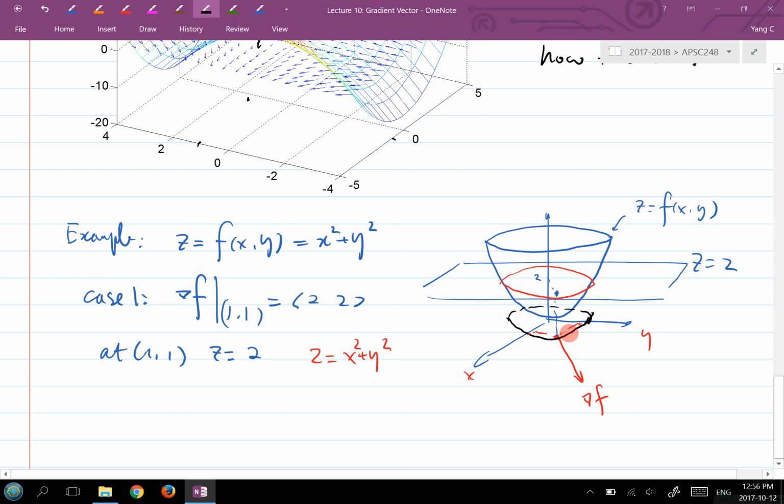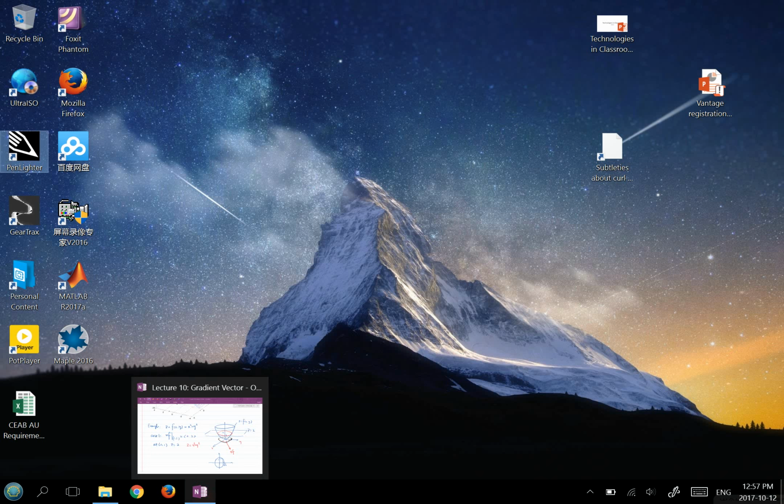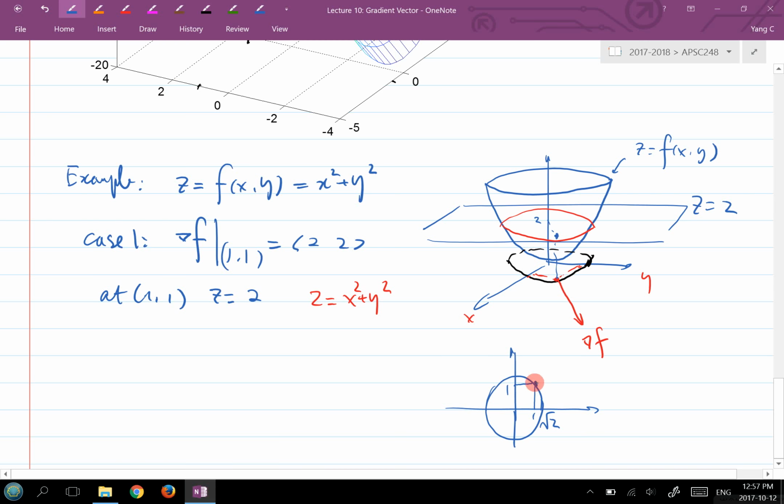Does that make sense? Okay. So now I'll make a point why I'm doing this one here. If you're looking from the top, what you see here is a level curve, and the curve has a radius of root 2, and the curve passes through basically one point. And then your gradient vector is here, it is del f. That's basically what I just drew here. Is it okay?